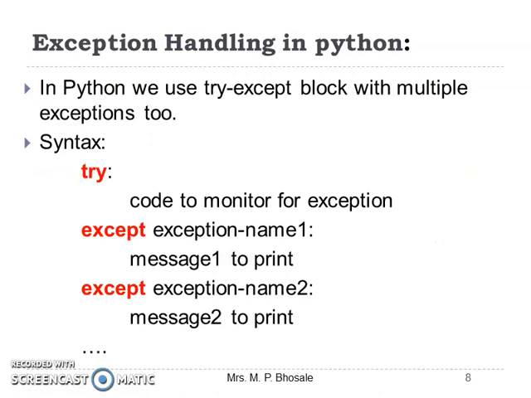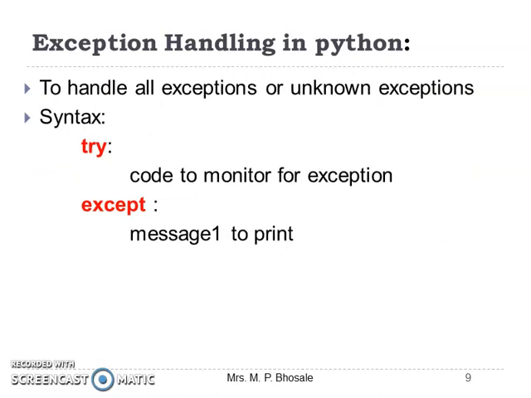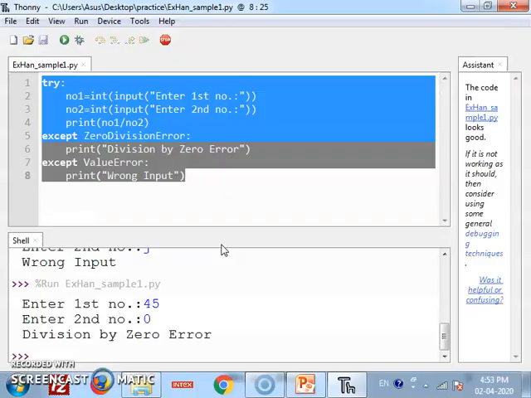Now the next part is, if you know the exception name, then you can write it in front of the except keyword. But if you don't know the exception name, then how will you handle that? For that we have another facility in Python. We write the code to monitor for exceptions in the try block, but if you don't know the name of the exception, then you can just write the except keyword, and in front of that a colon, and after that you can write or print the message to the user. Let us take one example for this.